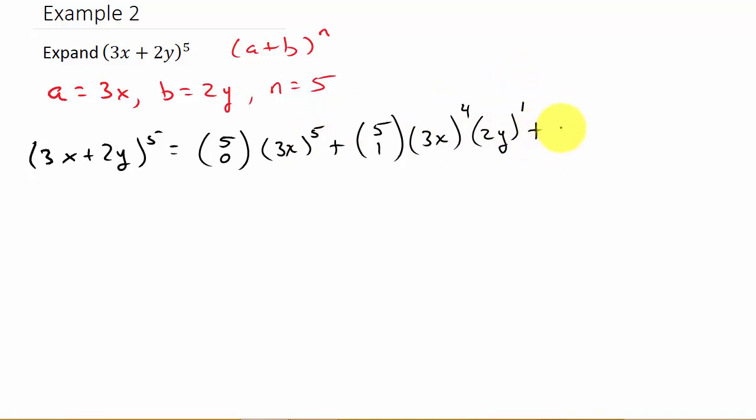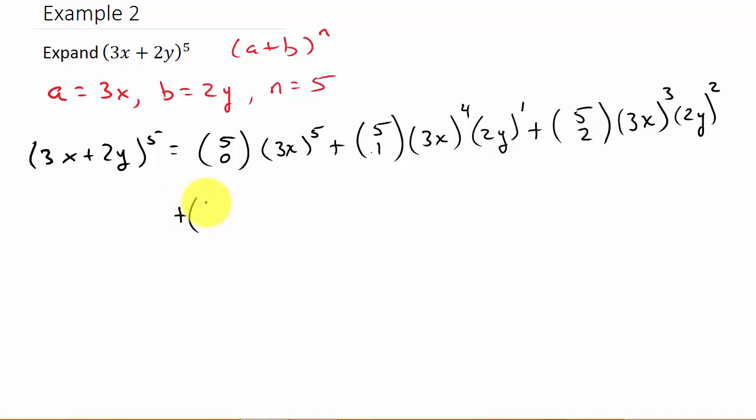All right, plus, and then that's going to be what? 5 choose 2. See, r is 0, 1, 2. And that's times a. See, this was a to the 4th, so that's a cubed. And then times b, so that's 2y. And this was b to the 1st, so this is b to the 2nd. And then I'm going to have to come down here and finish it off. So that's going to be what?